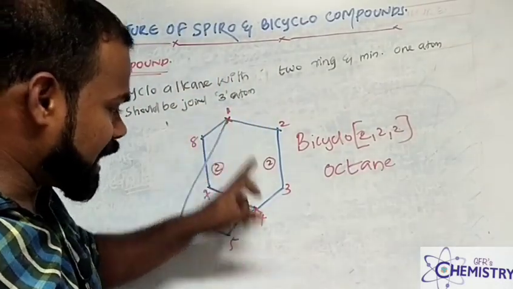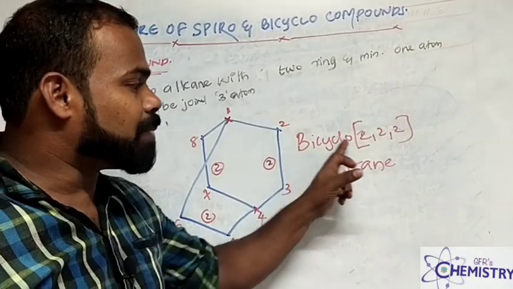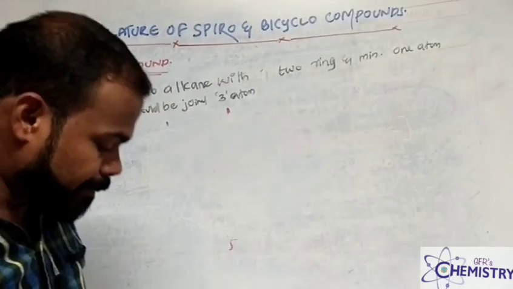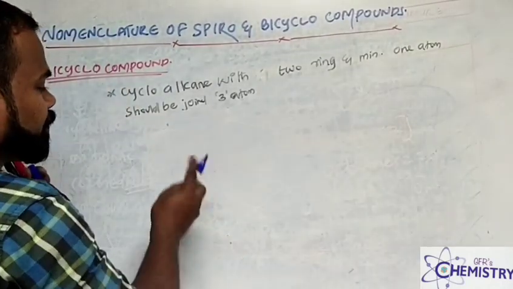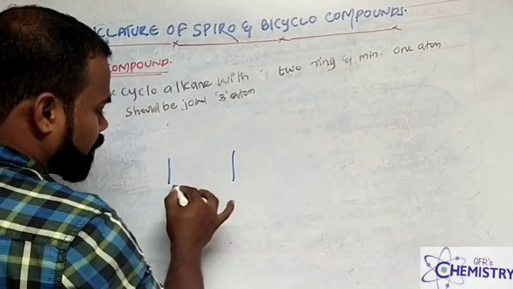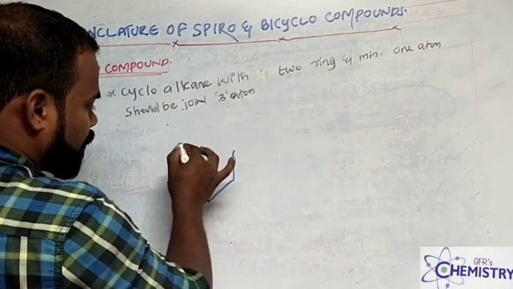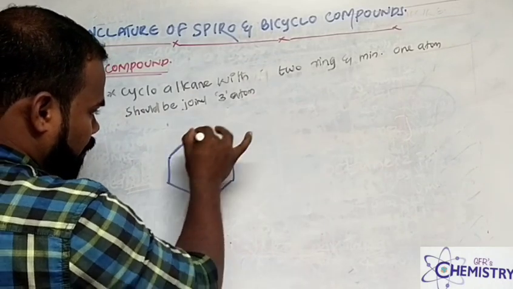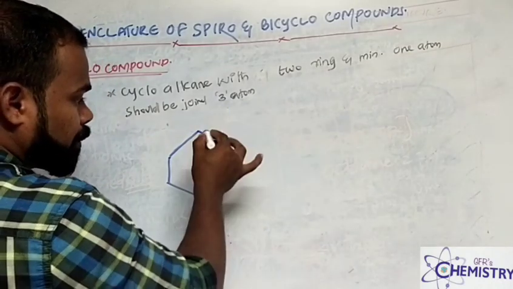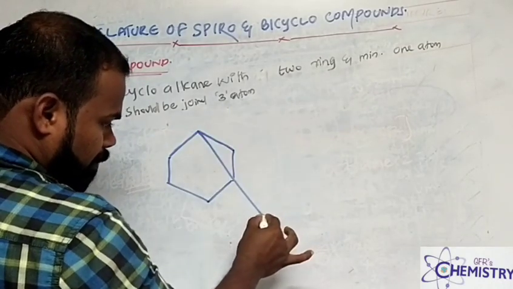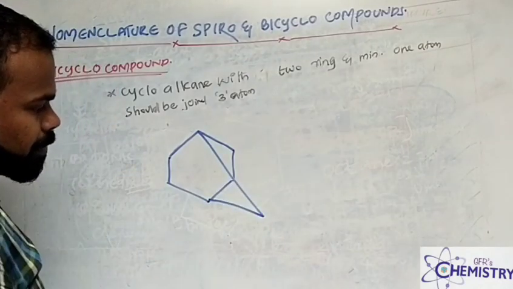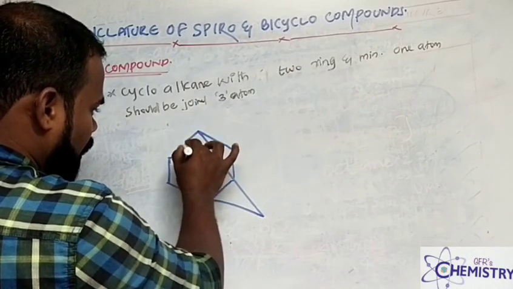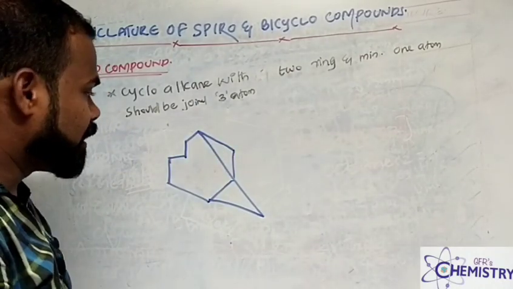Symbol. Select the bridge carbon. Then after that, Bicyclo, and the numbering: bigger, smaller, smaller, going like that. Next one. If I take this, okay, look. If I take it like this, which one is a bridge carbon?